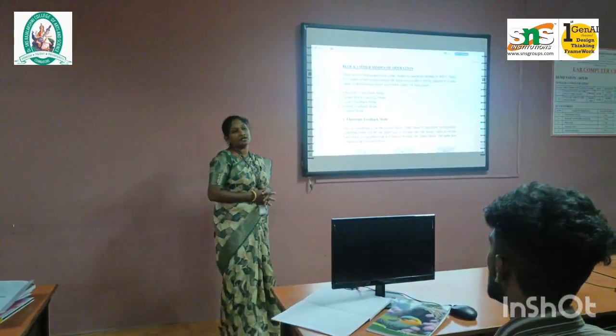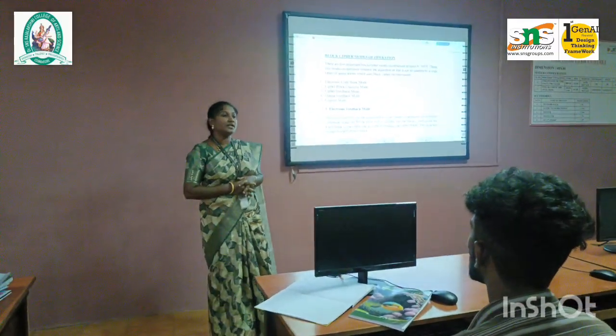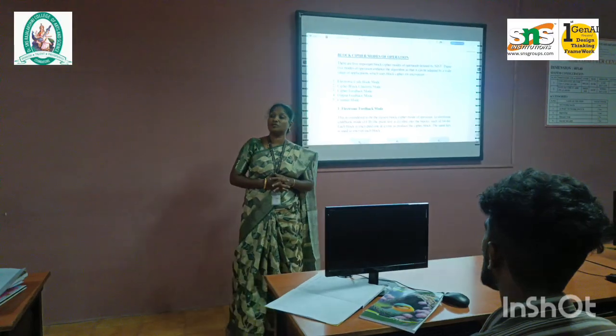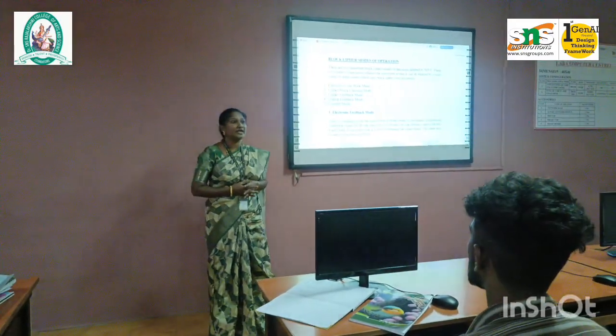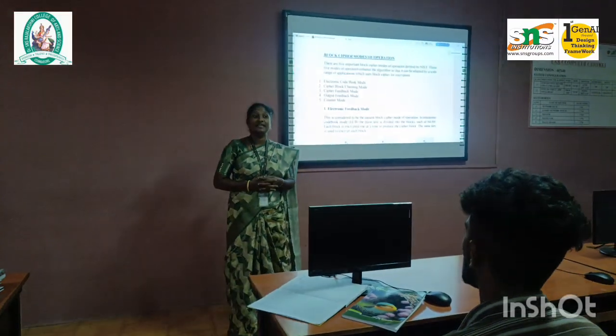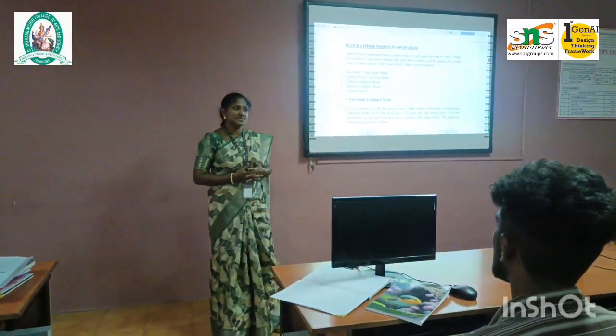Today the topic we are going to see is block cipher modes of operation. Already we have discussed block cipher. Block cipher is used to divide the original message into a number of blocks. The block size is a fixed size. It is based on the technique we are using for converting the plain text into cipher text.